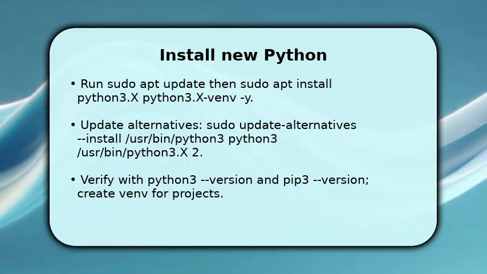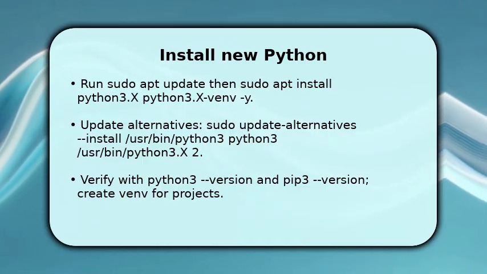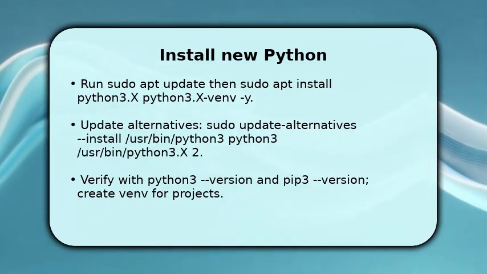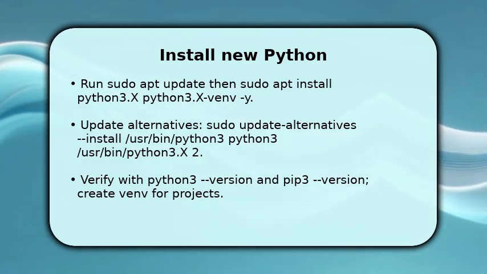After installation, use sudo update-alternatives to register the new Python 3 binary and set its priority. This switches the system Python smoothly. Once set, verify python3 --version and pip3 --version to confirm tools align.